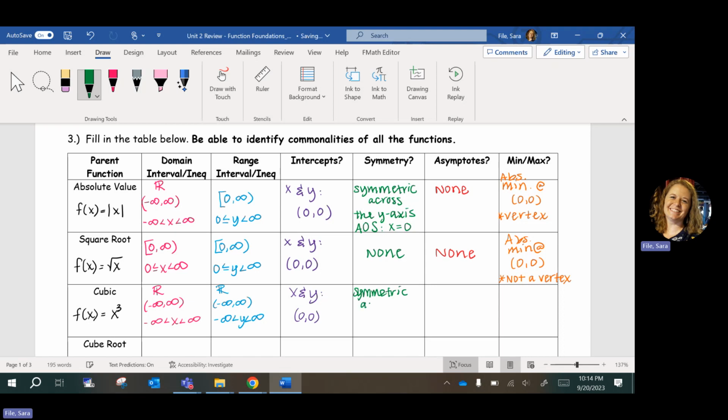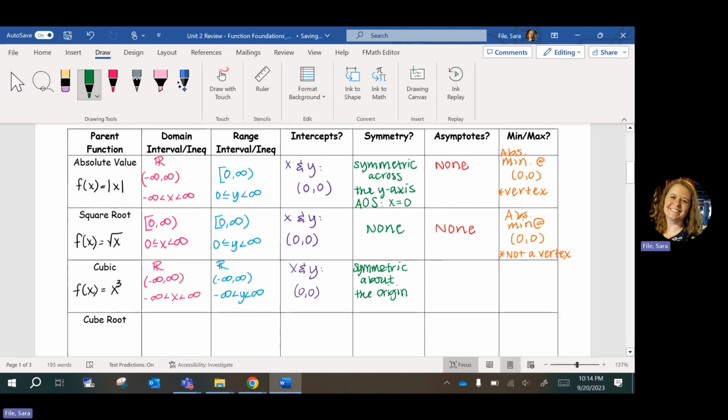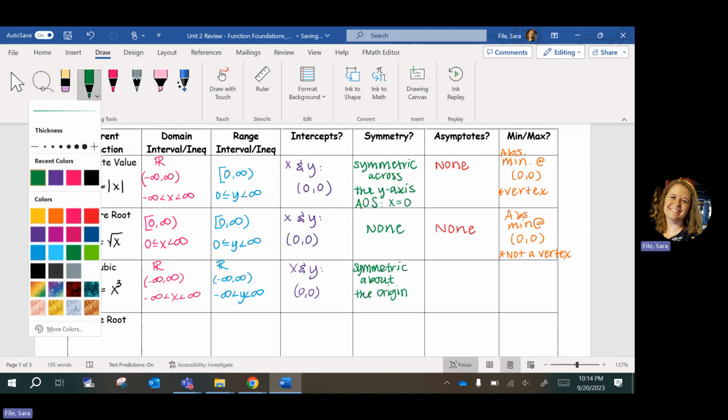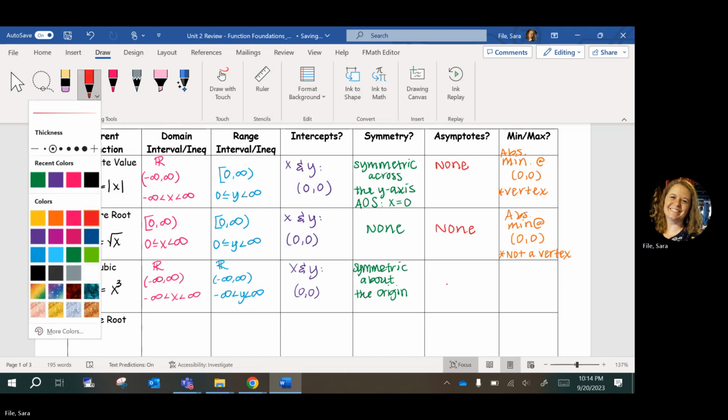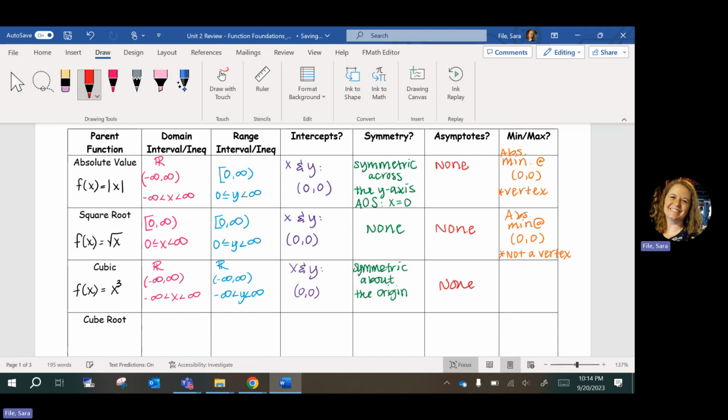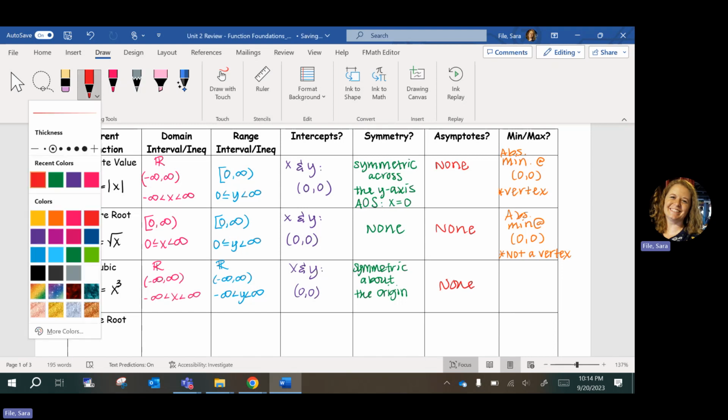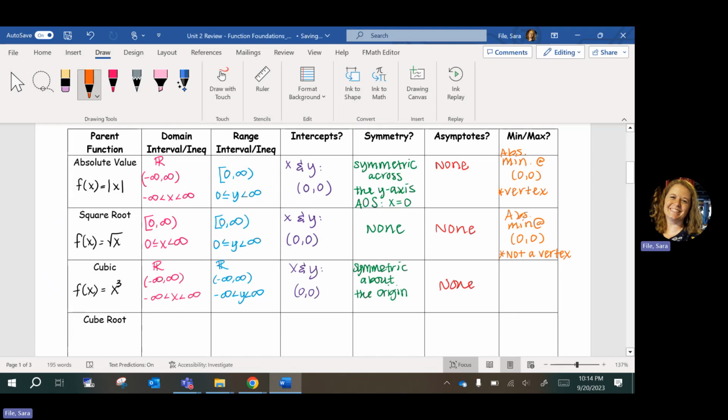Across or about the origin, or you just may hear origin symmetry, something like that. Okay, no asymptotes. This one doesn't have any. And this one, the range is low to high forever. This range is all real numbers.